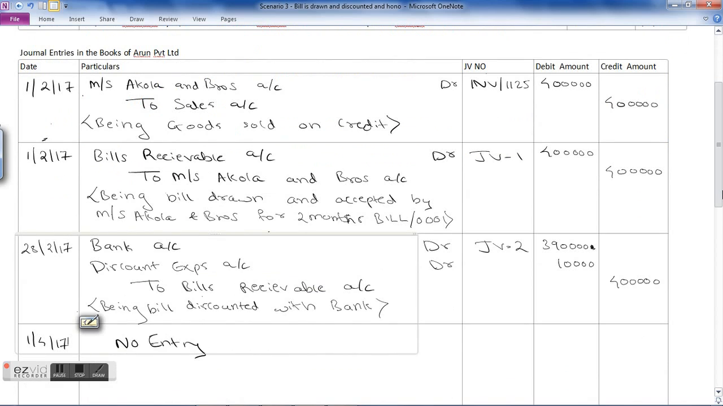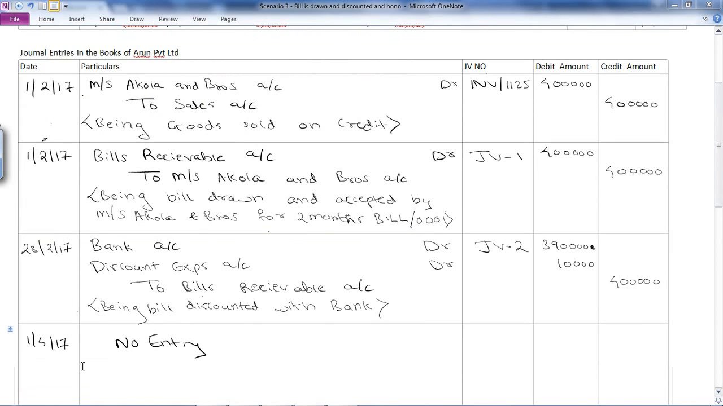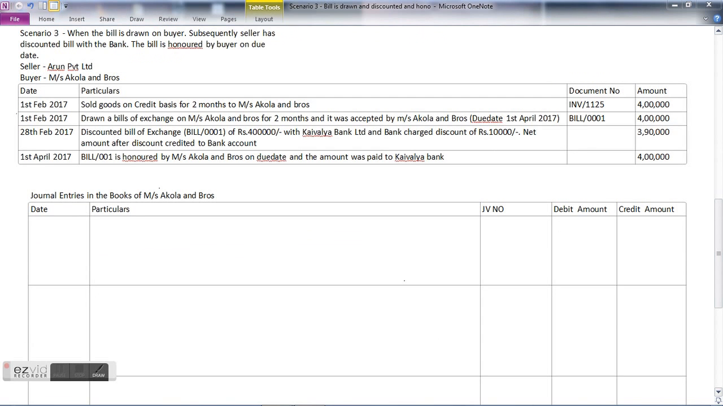Now we'll be seeing the journal entries in the books of Messrs Akula and Brothers, that is buyer. Now same example, we will be posting the entries in the books of buyer, that is Messrs Akula and Brothers Private Limited. So let's see the first transaction.